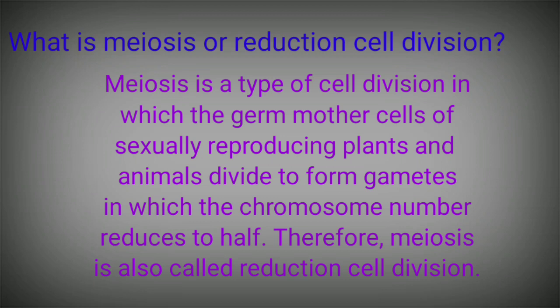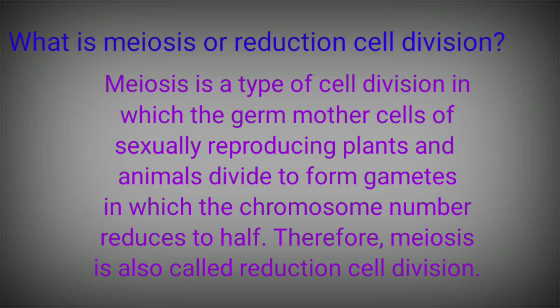Now, in case of meiosis cell division, this is somewhat different. Meiosis is a cell division which takes place in the reproductive cells or in the reproductive organs of living organisms. Specifically, it is said sexually reproducing plants and animals. Here the mother cell, called the germ mother cell in the definition, divides and forms 4 daughter cells, and these 4 daughter cells possess half the number of chromosomes of the mother cell.